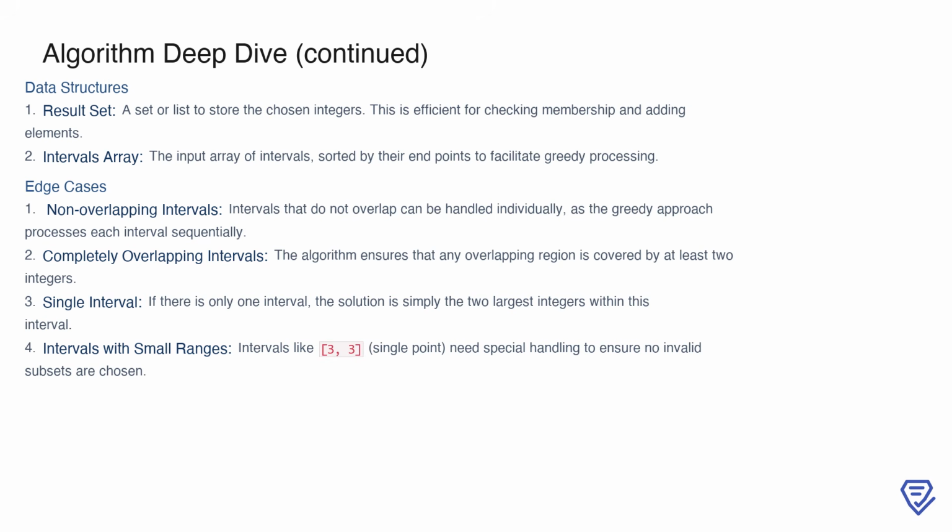Additionally, it's important to handle edge cases carefully. For non-overlapping intervals, the greedy approach processes each interval independently, ensuring that each gets the required coverage. Completely overlapping intervals are also managed effectively, as the algorithm guarantees that the overlapping region will be covered by at least two integers. When there's only a single interval, the solution is straightforward: simply select the two largest integers within that interval. Finally, intervals with very small ranges, like [3, 3], require special handling to ensure that no invalid subsets are selected. By addressing these edge cases, the algorithm remains robust and reliable.